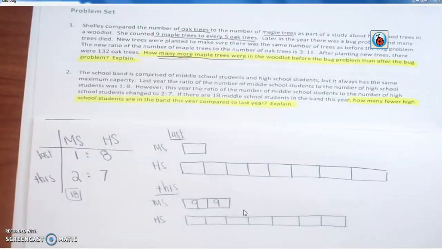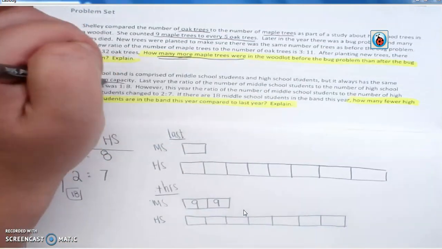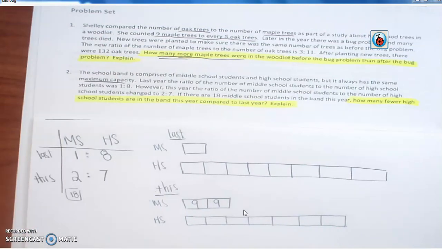Since remember we had the same maximum capacity of students both years, that's how I know I can put the same thing in each of these boxes. Okay, my number of students did not change, just my ratio.